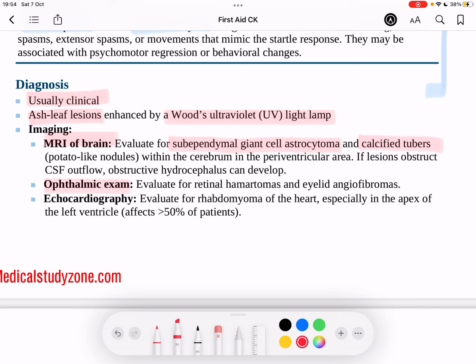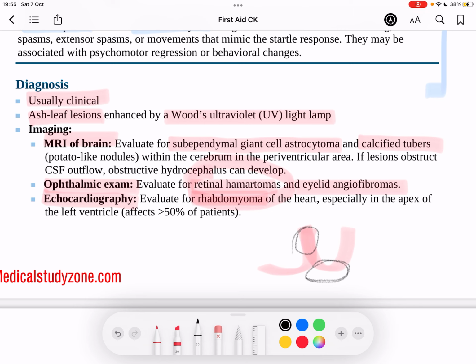An ophthalmic exam is crucial in TS. This is to evaluate for retinal hamartomas and also some eyelid angiofibromas as well, but we're really looking for the retinal hamartomas. And of course, an echocardiography to check for rhabdomyoma. They've mentioned here, especially in the apex of the left ventricle, this is usually in about 50% of patients. Rhabdomyomas can also be seen in the interventricular space. I was always under the impression that it was more common for them to occur in the interventricular space, but they've also mentioned that it occurs commonly at the apex of the heart as well.